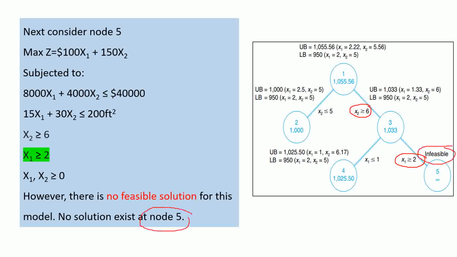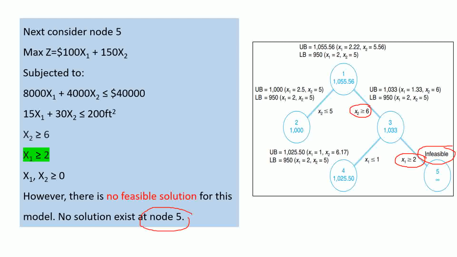We can just check by substitution. For example, if we substitute 6 into x2, 6 times 30 equals 180, and 2 times 15 equals 30. 30 plus 180 is 210. 210 less than or equal to 200 is not feasible, right? 210 is not less than or equal to 200, so it is just infeasible.